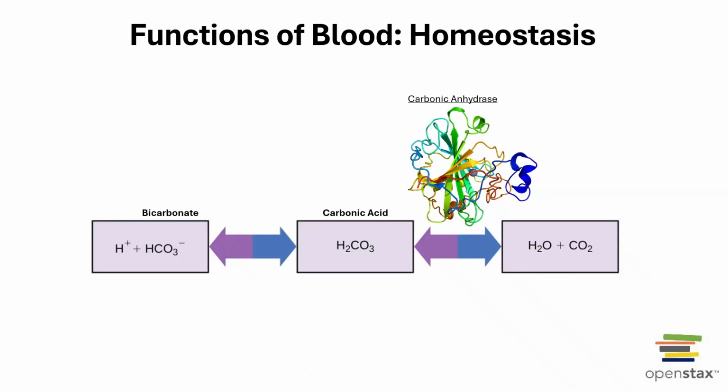If blood pH becomes too high, the respiratory system can slow the removal of carbon dioxide. This increases carbon dioxide levels in the blood, lowering pH and helping restore homeostasis.